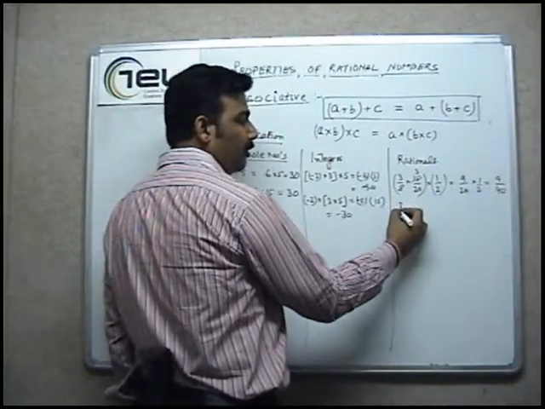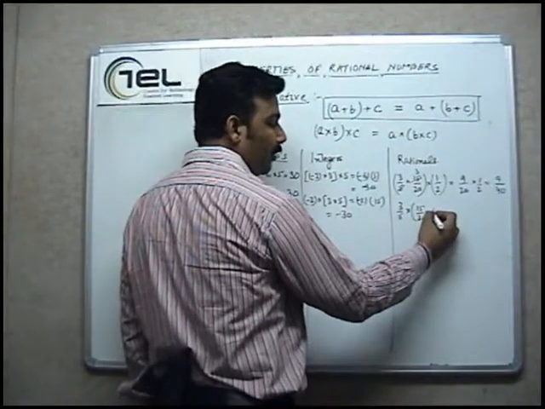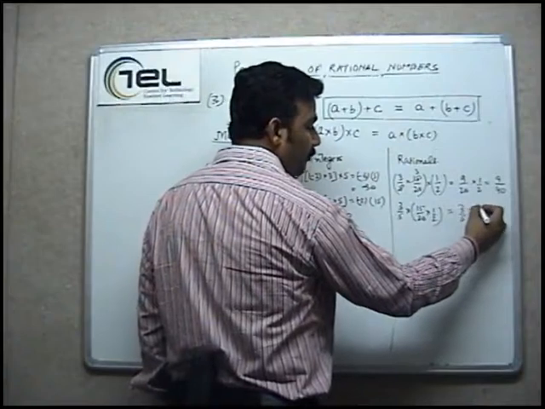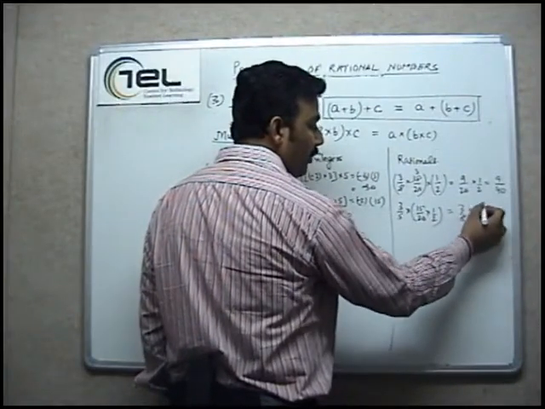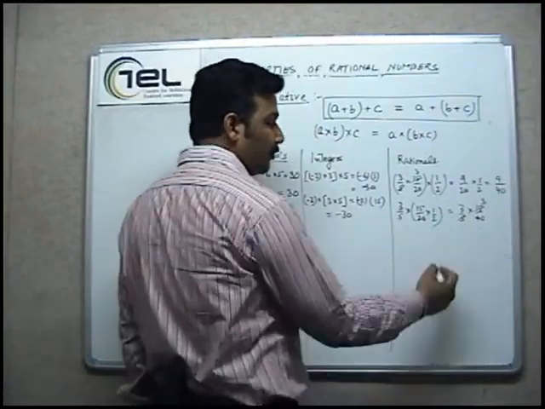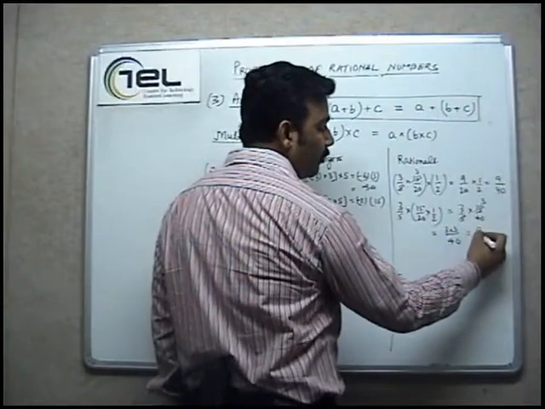If 3 over 5 is multiplied with the result of 15 over 20 and 1 over 2, it will give you 3 over 5 multiplied by 15 over 40. 5 times 3 is 15, so 3 times 3 over 40 will give you 9 over 40.